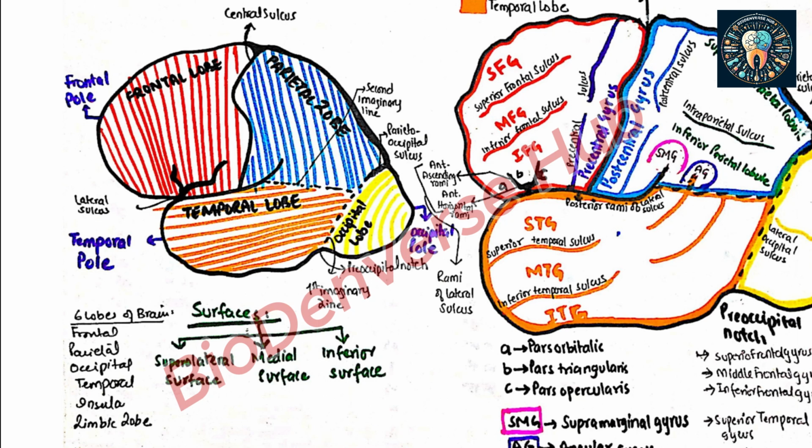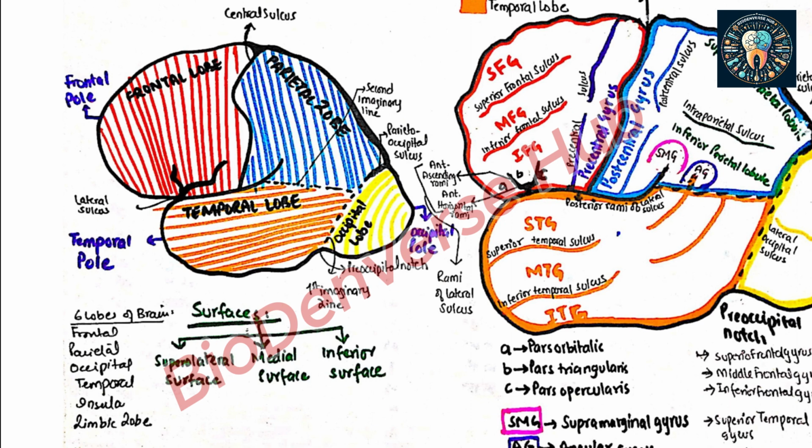We have the other lobes as well. We have the insula and we have a limbic lobe as well, which is usually not visible in this diagram. But about the insula, if we remove the lateral sulcus behind it, we will find the insula. So we have basically the 6 lobes of the brain: frontal lobe, parietal lobe, occipital lobe, temporal lobe, insula and limbic lobe. And we have 3 surfaces of the brain: the superior lateral surface, the medial surface and the inferior surface. In this video, we are discussing the superior lateral surface.